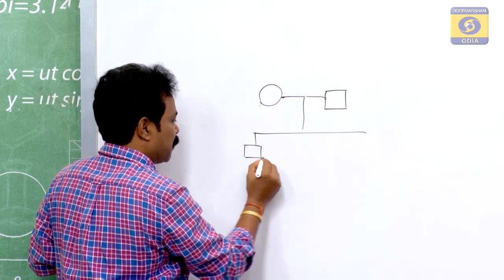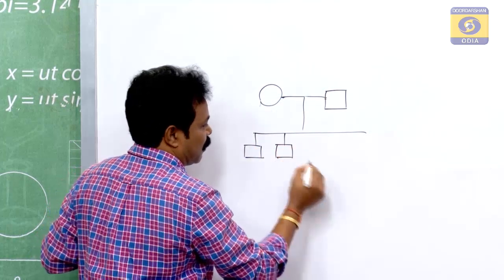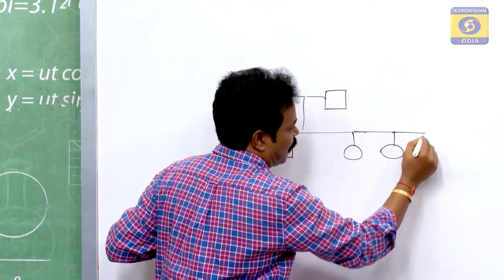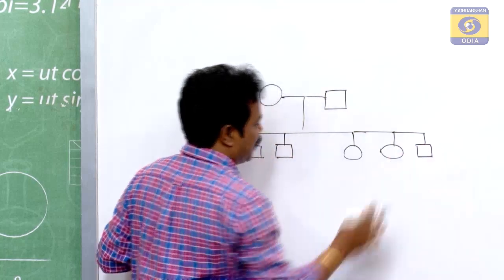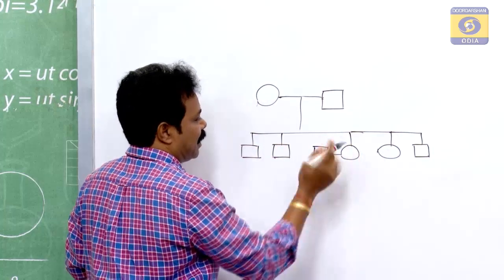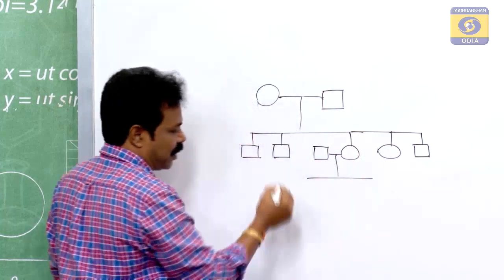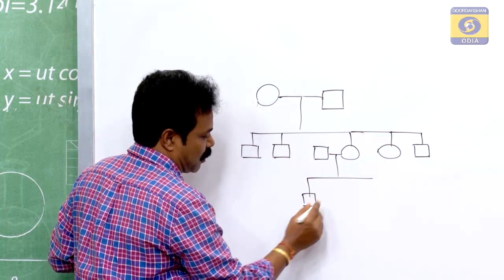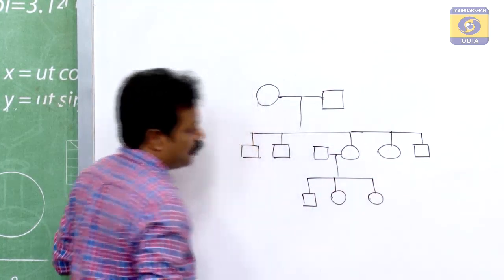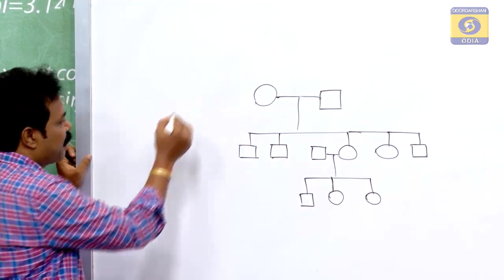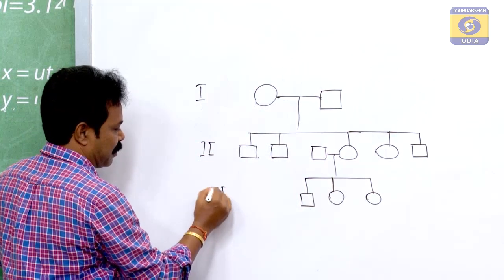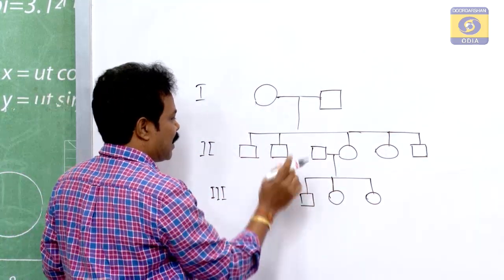Suppose first son, then son, then daughter, then daughter, then son. Right? Marriage of the children is like that of parents, and their offsprings are listed in a new sibling line. Suppose son, daughter, daughter. This is the pedigree chart. This is the first generation, second generation, third generation. The affected individuals are darkened.